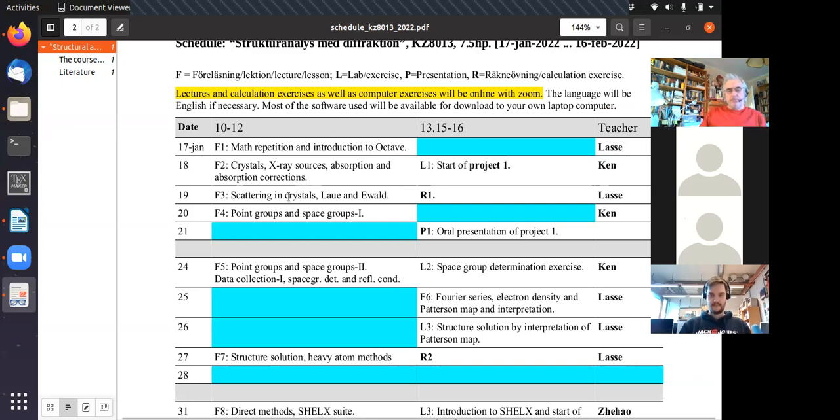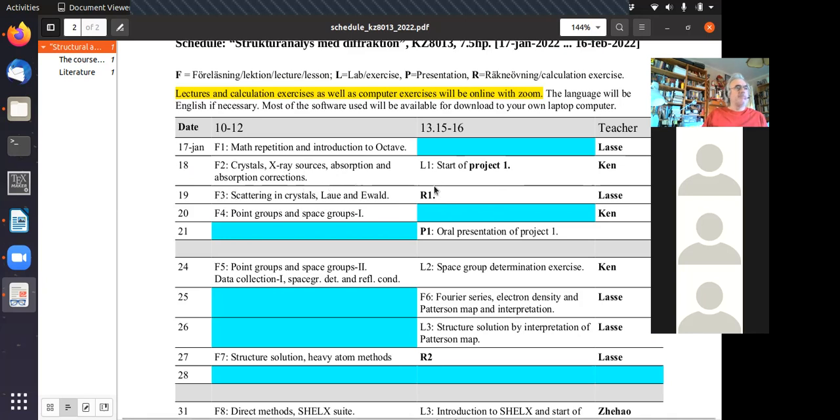And then tomorrow, Ken will start with crystals and some crystallography. I continue on Wednesday with scattering, and Ken takes over on Thursday with point groups and such things. Afternoons will be devoted to, well, say, project or calculation exercises. These are the calculation exercises.